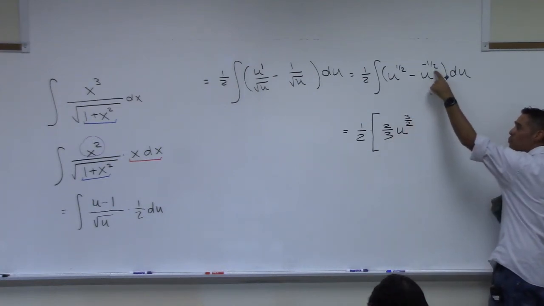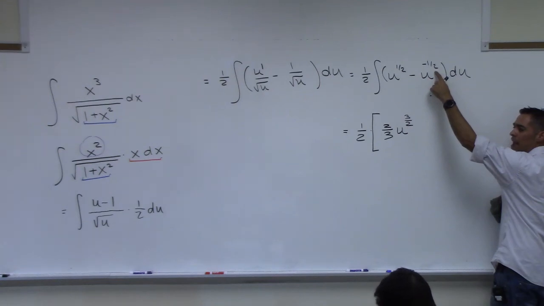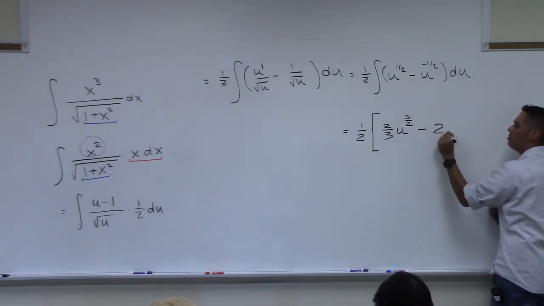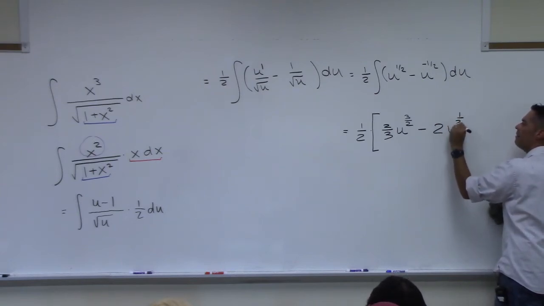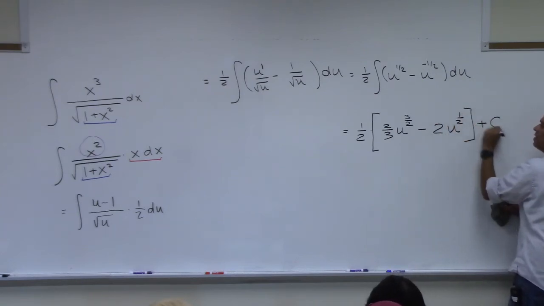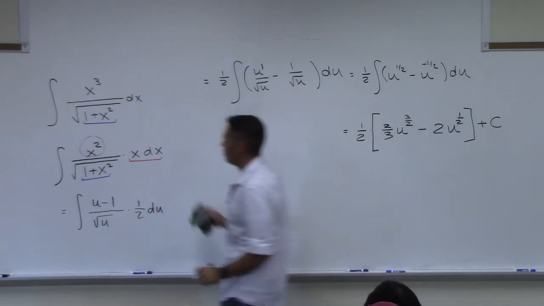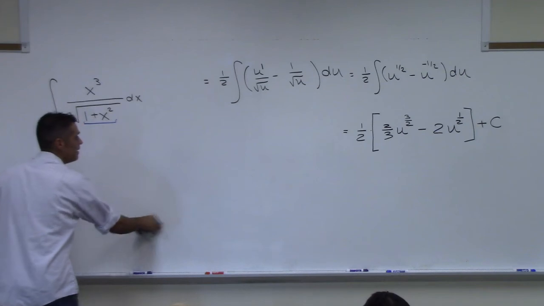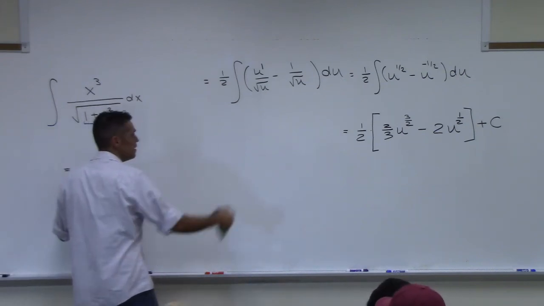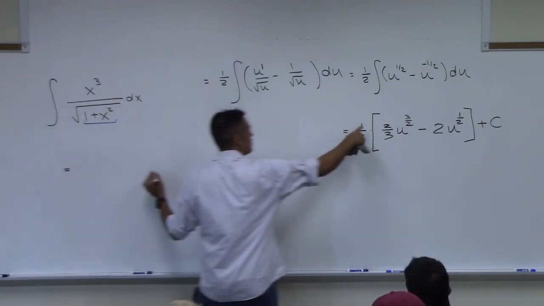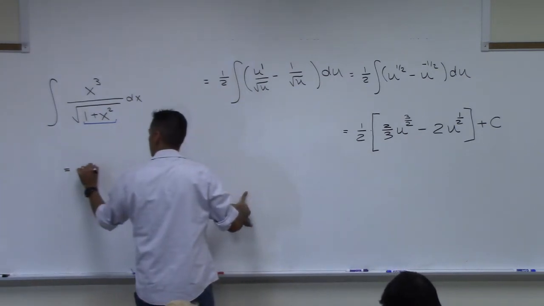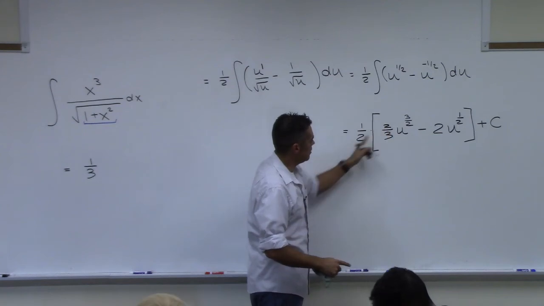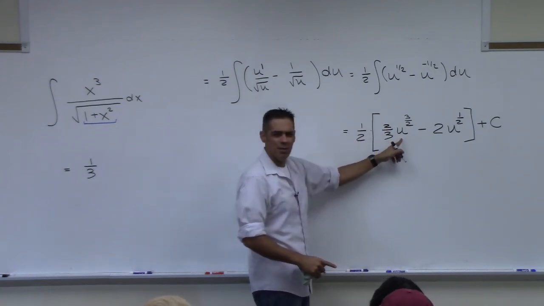And then here we have to add 1 to this. Negative 1/2 plus 1 is 1/2. So we have minus 1 over 1/2, which becomes 2u to the 1/2. And then don't forget plus c. We're almost there. This is almost fun. All right, I'm just going to distribute the 1/2 through. And at the same time I do that, the 2's are going to cancel. I get 1/3.